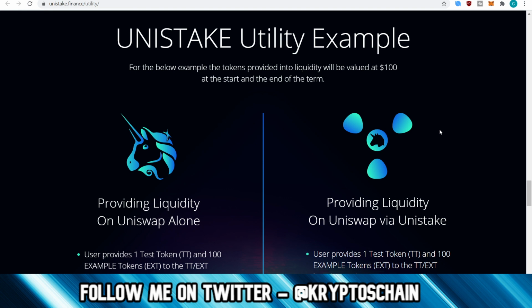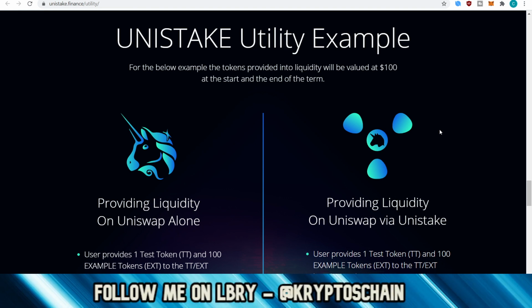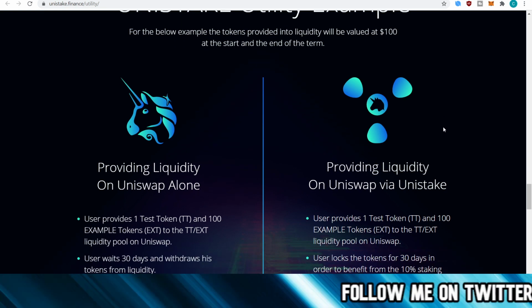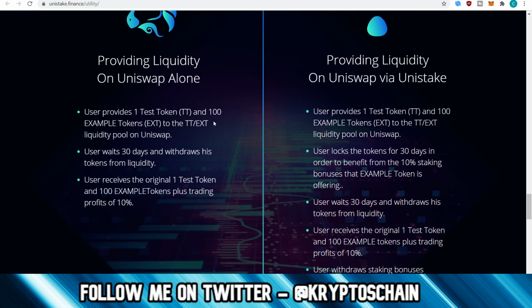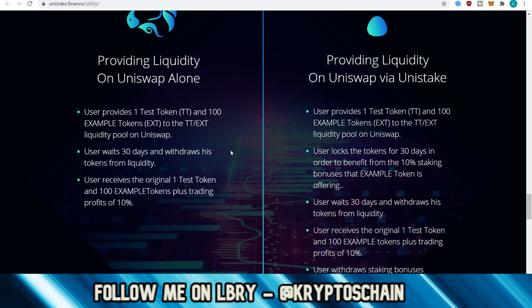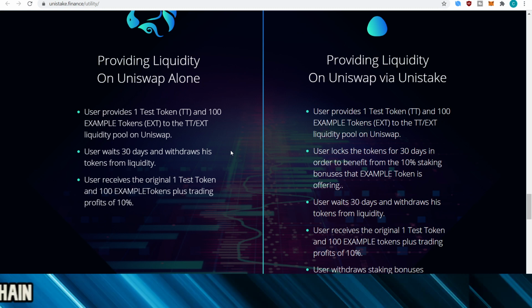And this example is awesome. I really like how they've structured their website, because this explains it in a way that beginners can grasp this concept as well, right? So for the example below, the tokens provided into the liquidity will be valued at $100 at the start and at the end of the term. So let's take a look at how providing liquidity on Uniswap alone would actually work. The user provides one test token and 100 example tokens to the TTEXT liquidity pool on Uniswap. Now the user waits 30 days and withdraws their token from liquidity. The user receives the original one test token and 100 example tokens plus the trading profits of 10%.